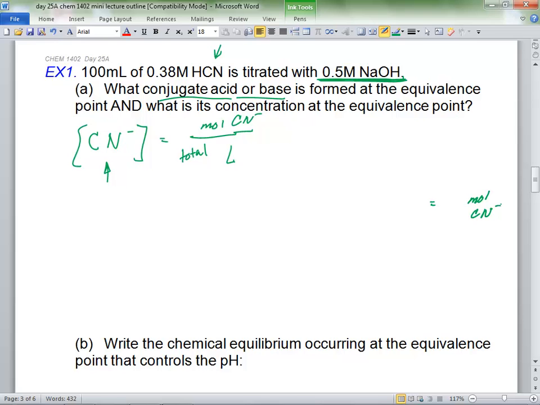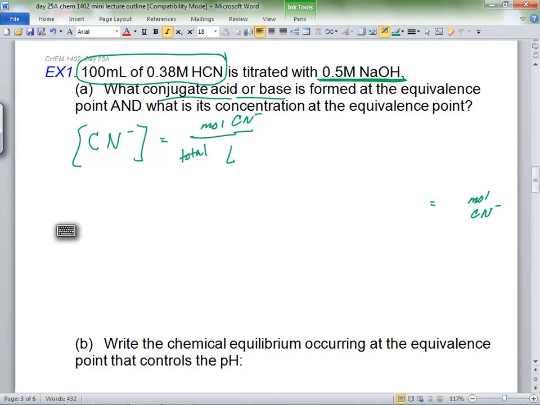Oh, I see what he's saying. You see what he's doing? He's using, oh, that isn't how I was going to do it, but this works. You see what he's doing? He's getting the moles of HCN.